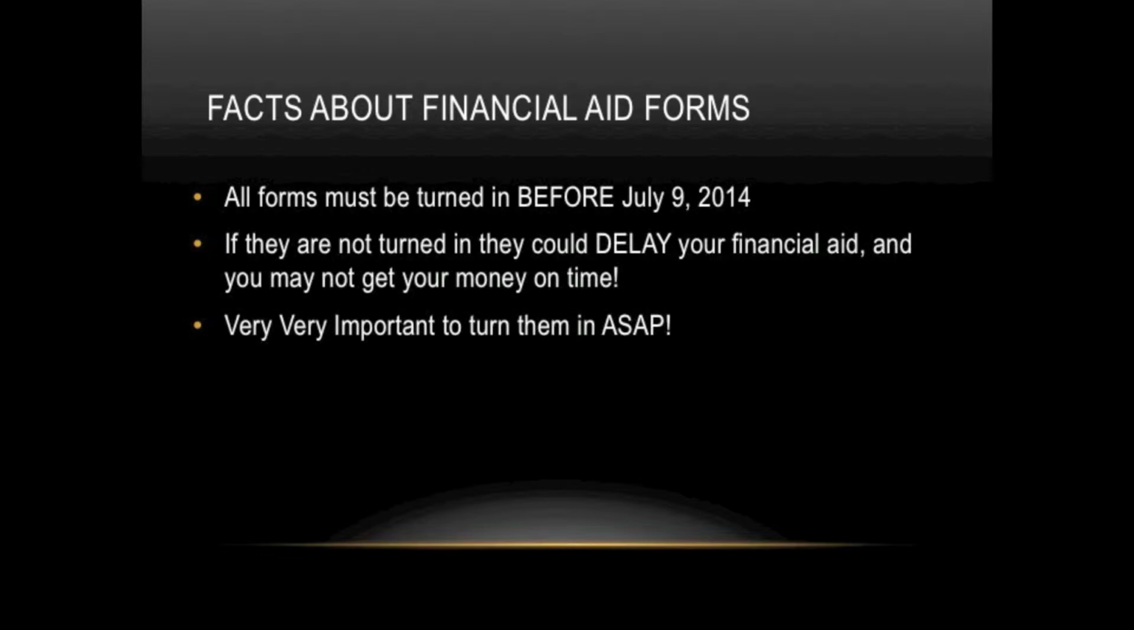First, I want to go over some general facts about the financial aid forms. All financial aid documentation has to be turned in by July 9, 2014. This is the priority deadline. If they are not turned in by this date, there could be a delay in your financial aid. That means you may not get your money on time. That is why it is very important you not only turn all forms in on time, but you do them correctly in order to ensure you get your financial aid on time.